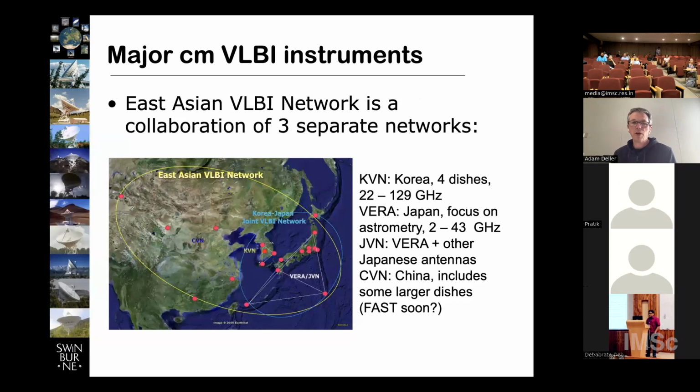And then the last one that I wanted to talk about was the East Asian VLBI Network, which is really a collaboration of 3 separate networks. You've got the Korean VLBI Network, the Japanese VLBI Network, which is VERA, the VLBI Exploration of Radio Astrometry, plus some other Japanese antennas, and the Chinese VLBI Network, which at the moment is beginning to include the FAST telescope for a very large sensitivity boost. And when those 3 arrays come together and operate collaboratively, that's the East Asian VLBI Network.